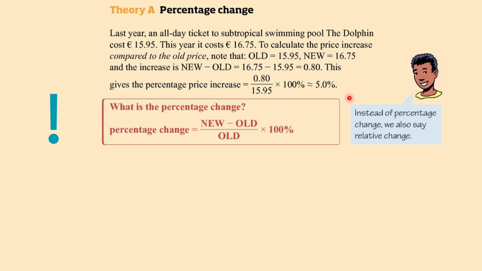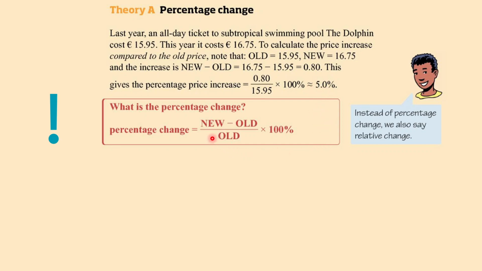Now we can also ask these questions a bit differently. Instead of saying calculate the percentage change, we can also ask you to calculate the relative change. Relative is always a percentage. Absolute is always an amount. So if I, for example, want to calculate the absolute amount from old to new, I will do just new minus old, and I see that there is an increase of 80 cents. That's absolute increase, and this is what we call relative increase or relative change.